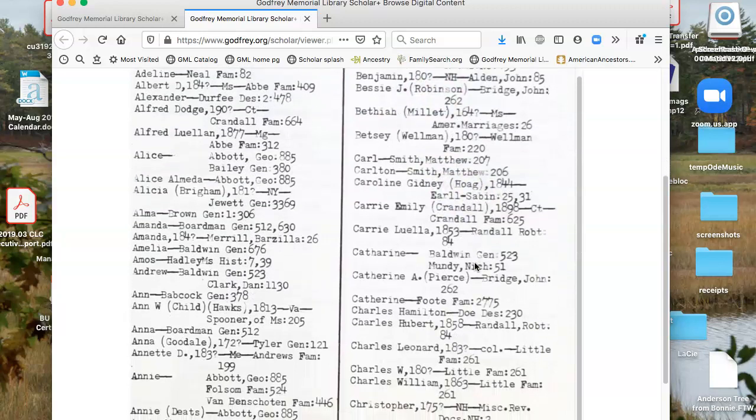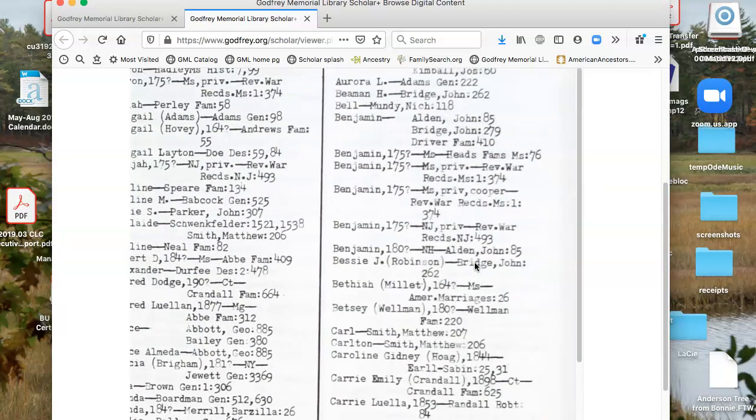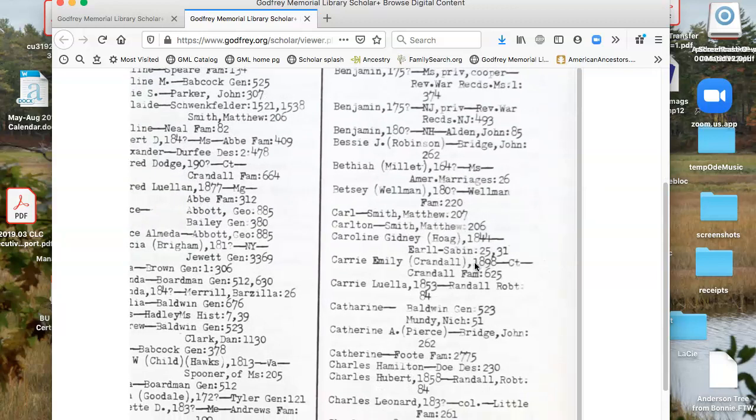Okay. And Ayers was actually her married name. Her maiden name was Crandall. And 1898 sounds about right. She was about my grandparents' age. So what I see here for those bits of information, she lived in Connecticut, and it says here Crandall fam 625. What does that mean?